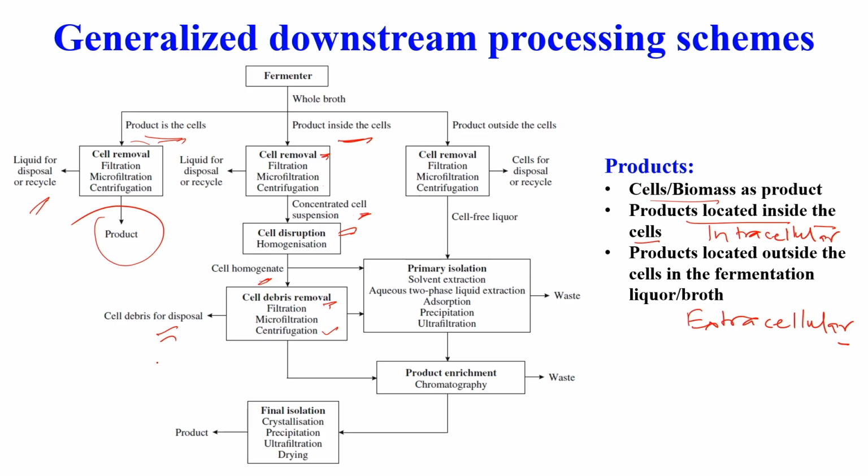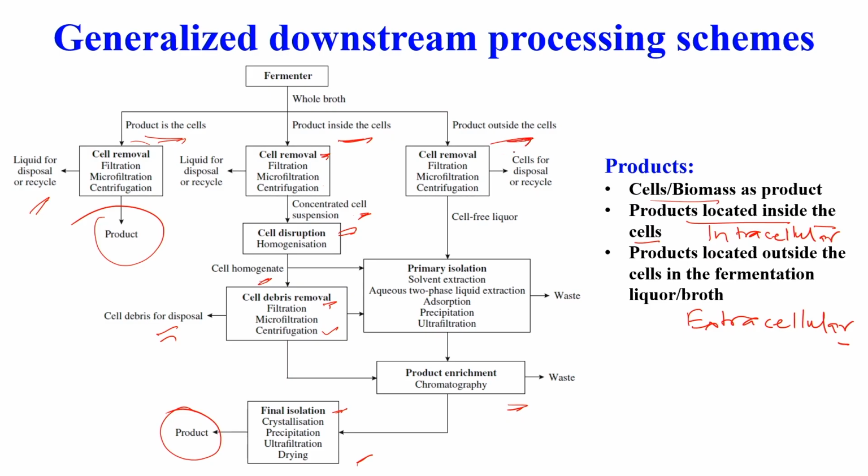Then you have removed the cell debris and whatever liquid is there, and you go for the product enrichment. Then you go for final isolation. The final isolation may be crystallization, precipitation, ultrafiltration or drying. Then you go for product formulation.